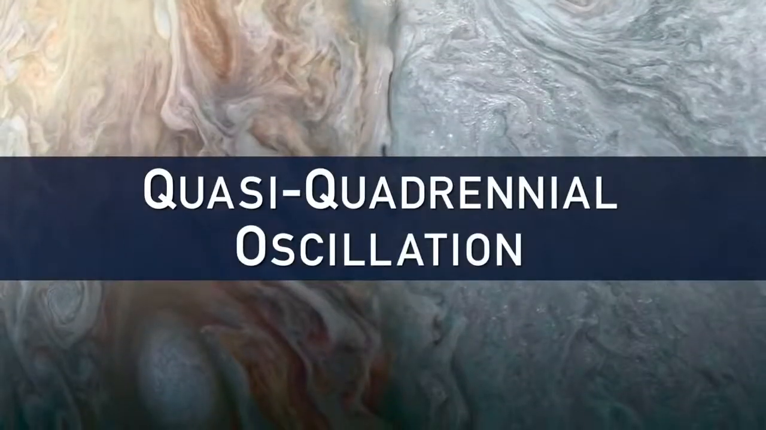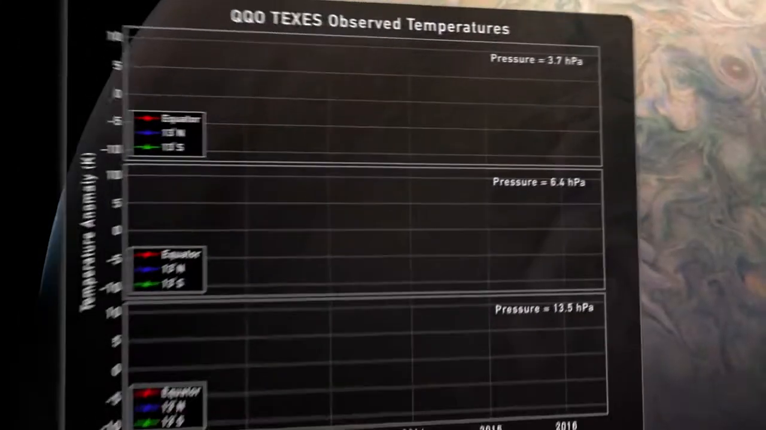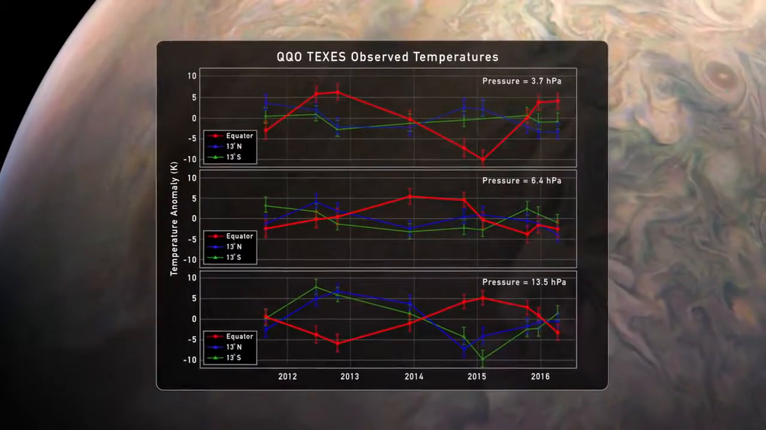The quasi-quadrennial oscillation in Jupiter's stratosphere is a temperature signal that we see in the equator, where we see the temperature get warmer and cooler approximately every 4 Earth years.